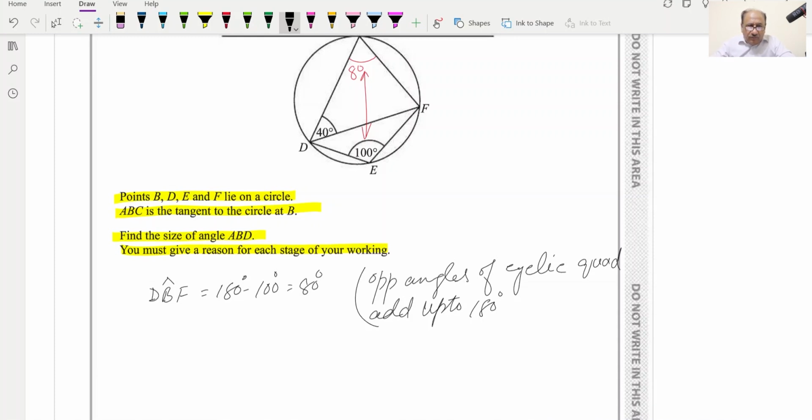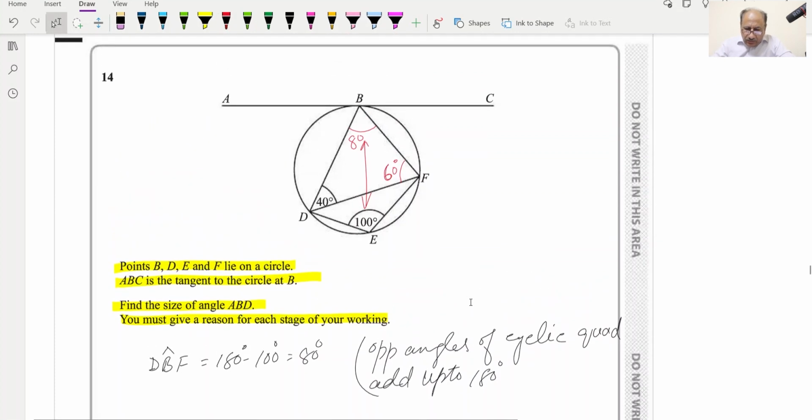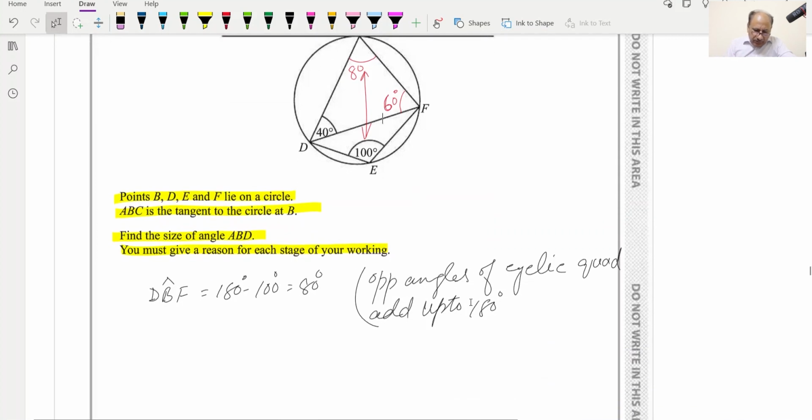And now we can say this angle in this triangle is 60 degrees. Why? Because the other two angles add up to 120, so this will be 60. So we can write angle DFB or BFD.